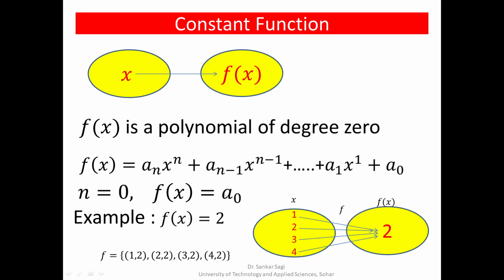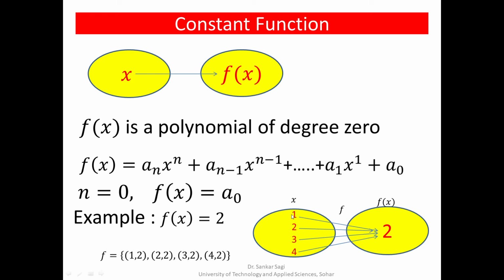And this constant a0 can be any real constant. You can take a0 as 1, 2, 3, or 0, or minus 1, or 1 over 2, any real number. For example, if I take f(x) equal to 2, this is a constant function where each element x in the domain represents the values of the domain, and f(x) is the image. Here the image is always the same, 2. It is fixed at 2 because it is a constant.